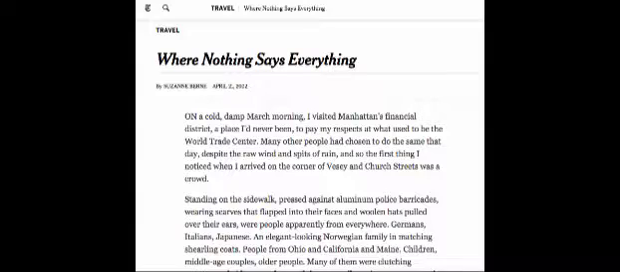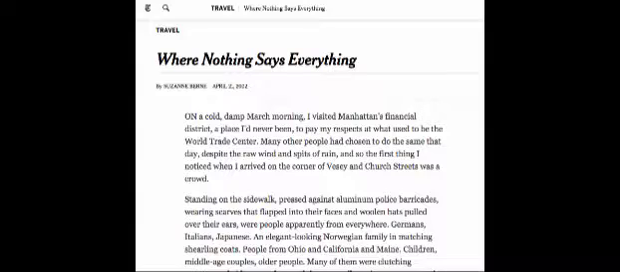So it starts off, on a cold, damp March morning, I visited Manhattan's financial district, a place I'd never been, to pay my respects at what used to be the World Trade Center. Many other people had chosen to do the same that day, despite the raw wind and spits of rain, and so the first thing I noticed when I arrived on the corner of Vesey and Church Streets was a crowd.